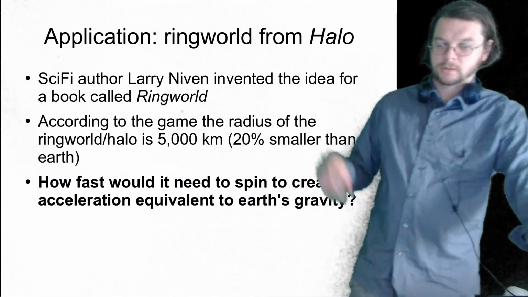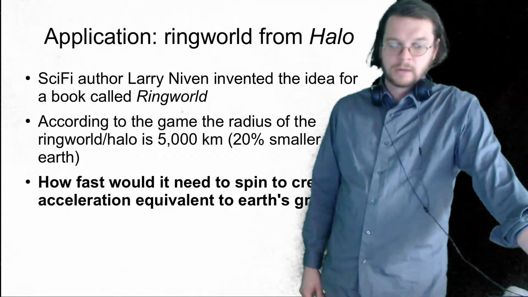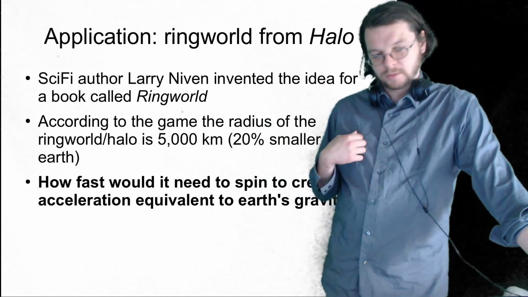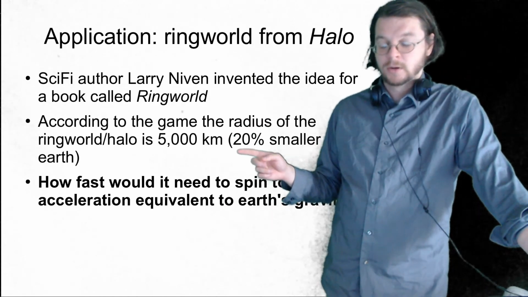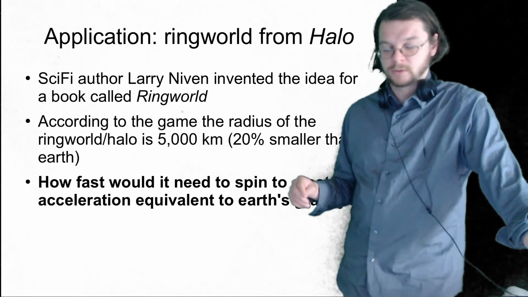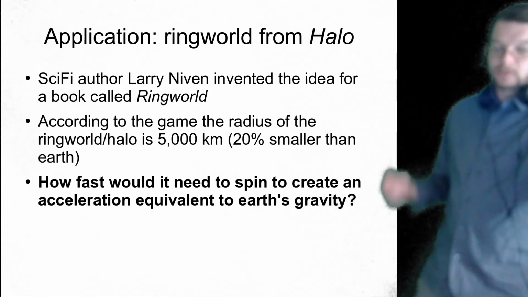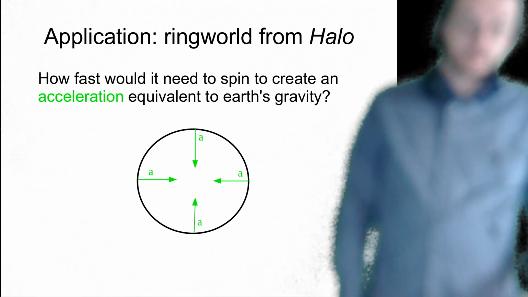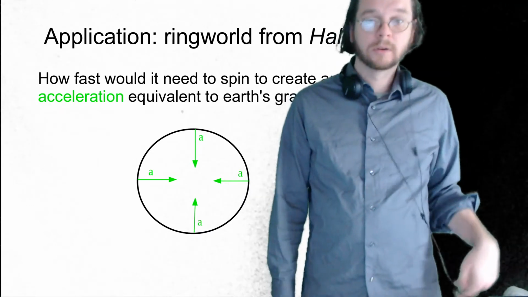The idea for this came from a book called Ringworld. They borrowed it and renamed it Halo. There's a website that talks about the physics of Halo that says the radius of this thing is 5,000 kilometers, which is kind of nuts because it's only 20% smaller than the Earth. It's almost the diameter of the Earth. So again, the question is how fast would it need to spin to create an acceleration of 9.8 meters per second squared? Okay? Sorry, this thing keeps going out of focus.